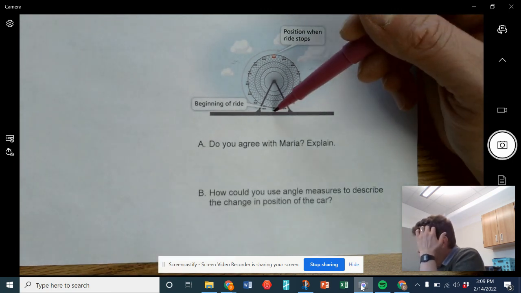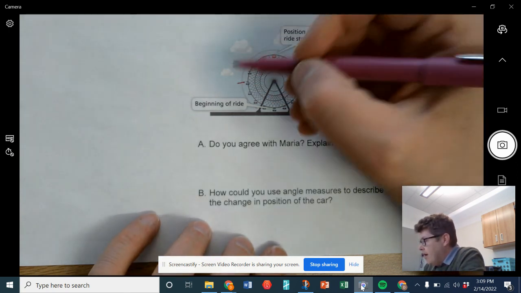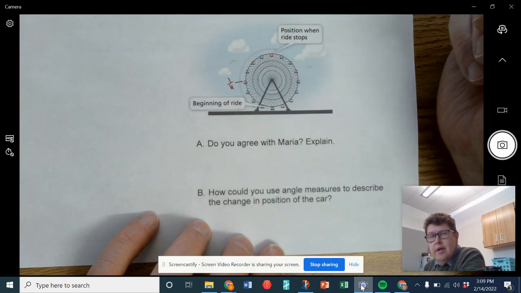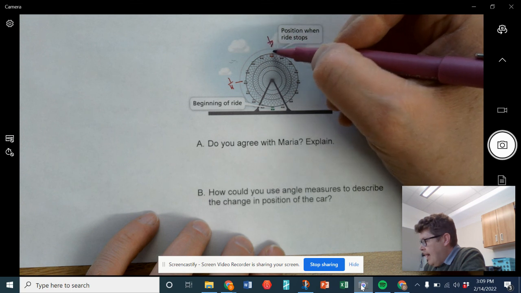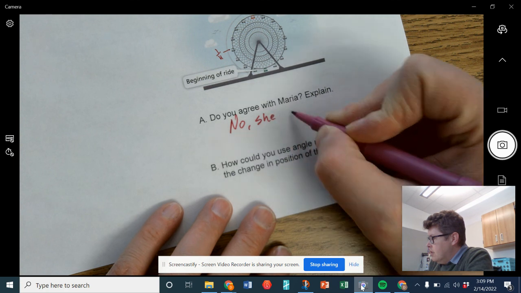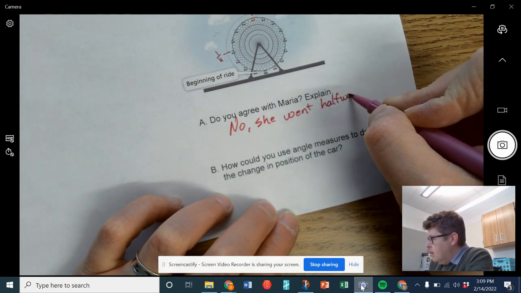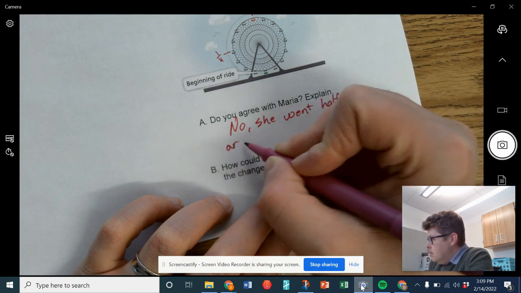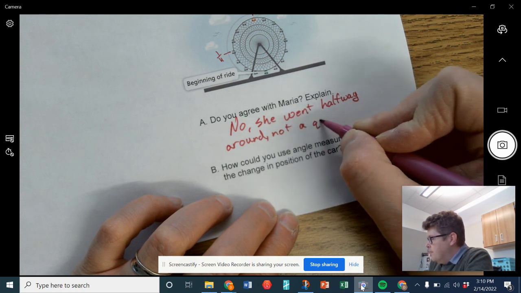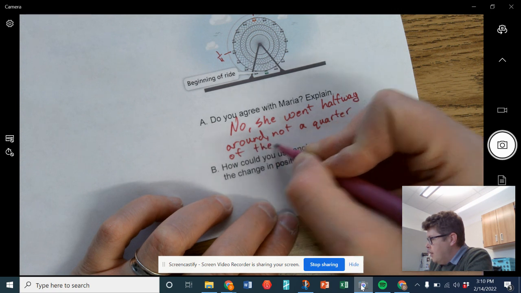Well, clearly she's wrong because she didn't go a quarter. She went a half. A quarter would have been right there, like boom, boom, right there. But instead, she went halfway around. So no, she went halfway around, not a quarter of the way around. Okay.